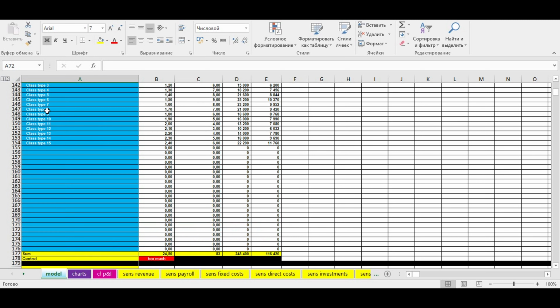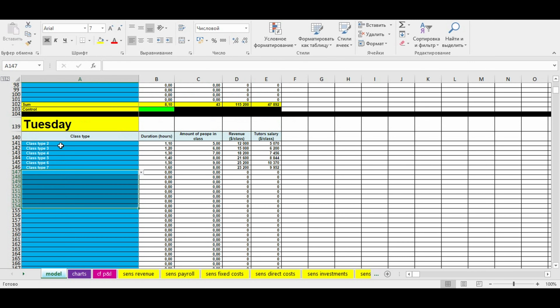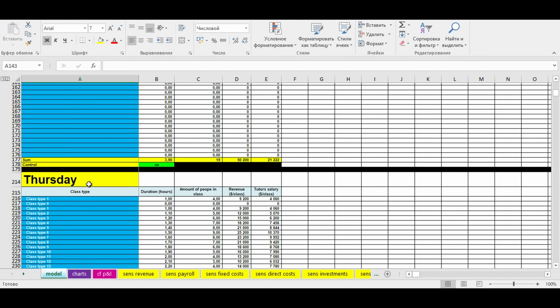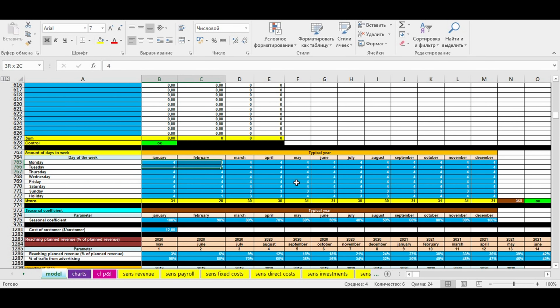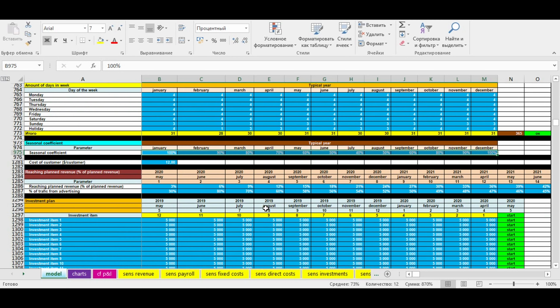The next table is a typical year where we set the amount of days to get a total of 365 days in a year. In the next block of inputs, we enter seasonal coefficients for revenue in typical year, where 100% is maximum. For example, our revenue can decrease in January and increase in September. Then, we enter the direct cost for one customer to evaluate a total of advertising costs per month.